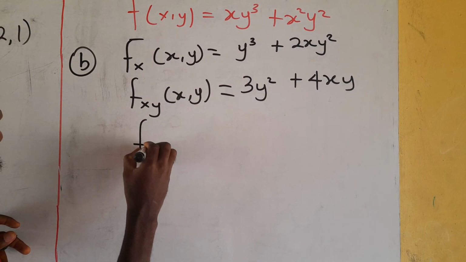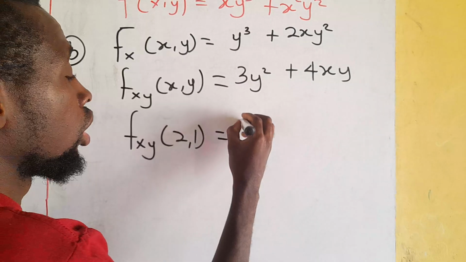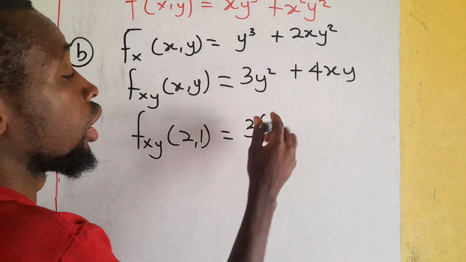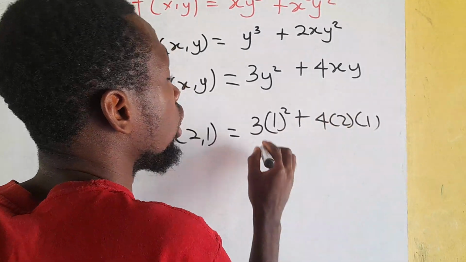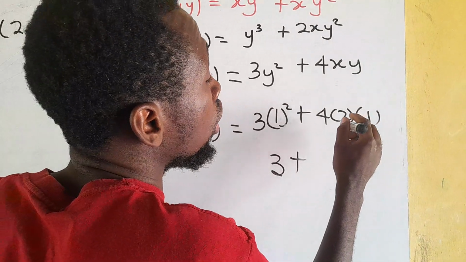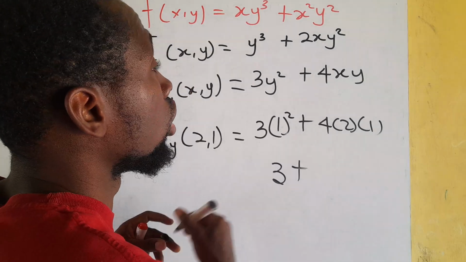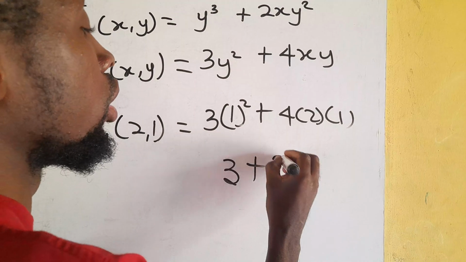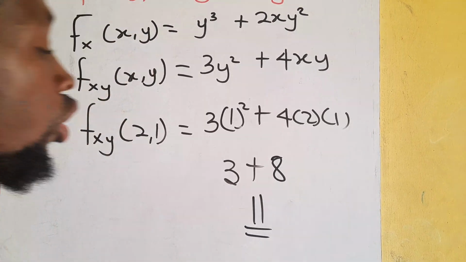So at the point 2, 1, that will be 3 times, so x is 2, y is 1, 3 times 1 squared plus 4 times 2 times 1. 1 squared is 1, times 3 will be 3, plus 4 times 2 times 1, then 4 times 2 is 8. 3 plus 8, that will be 11. I hope you get that.